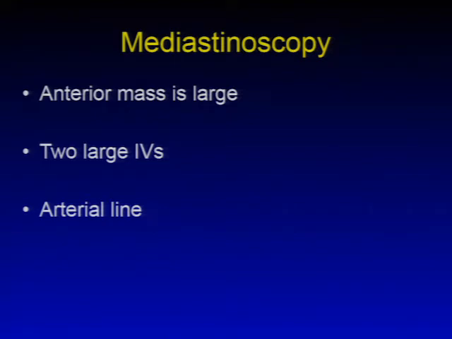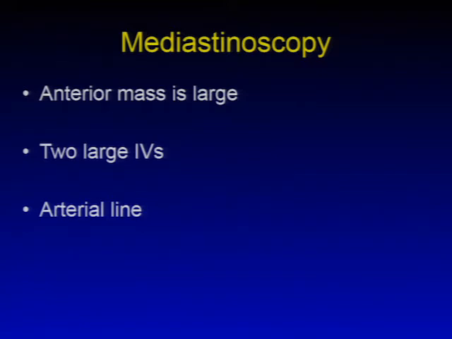If there is an issue with that, then again, you have to understand whether or not the mass is obstructing the vena cava and is obstructing drainage from the upper extremities and the neck. Again, if it is, then a central venous catheter or IV should be established in the lower extremities.